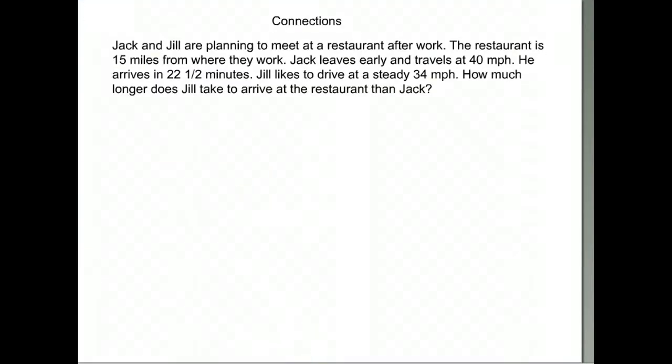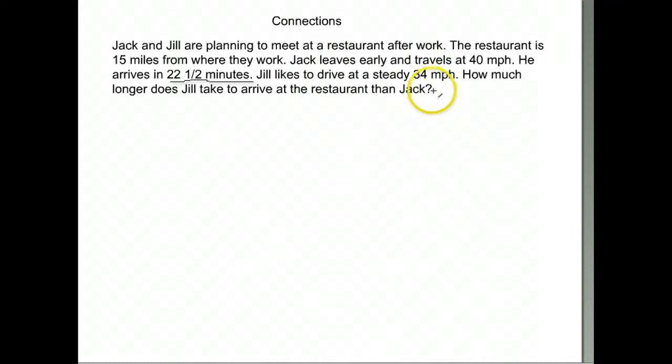So Jack and Jill are planning to meet at a restaurant after work, and the restaurant's 15 miles from where they work. Jack leaves, travels 40 miles per hour, and he arrives in 22 and a half minutes. So Jack's time is 22 and a half minutes.